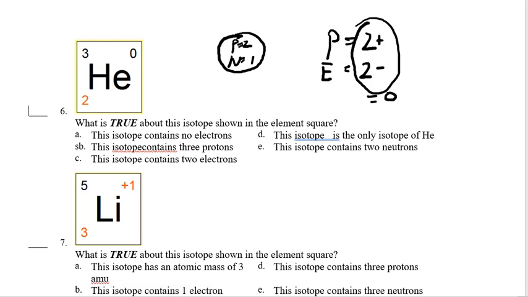So what is true is this isotope contains no electrons. No, actually it has 2 electrons. This isotope contains 3 protons. No, it contains 2 protons. 2 electrons, yes, that's the correct answer. So the answer must be C here.